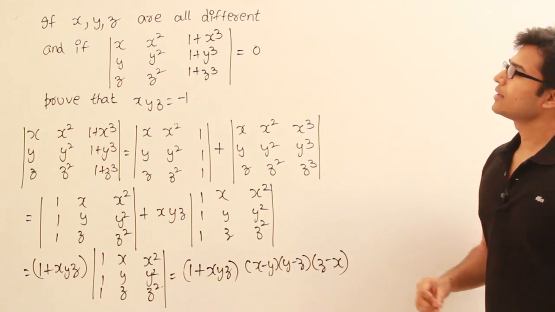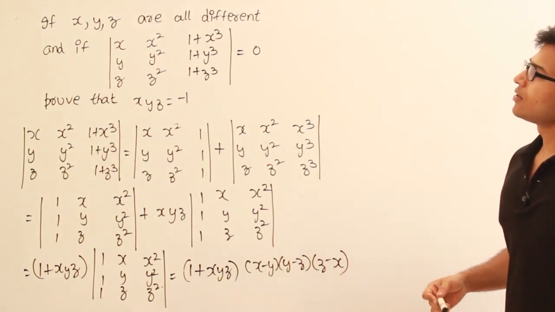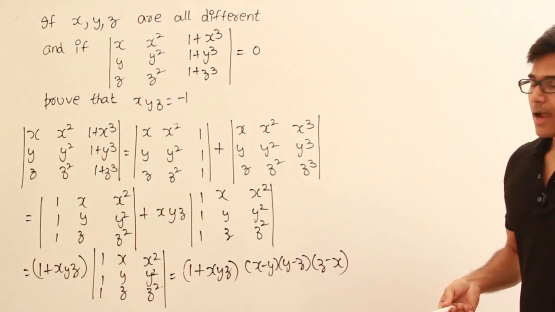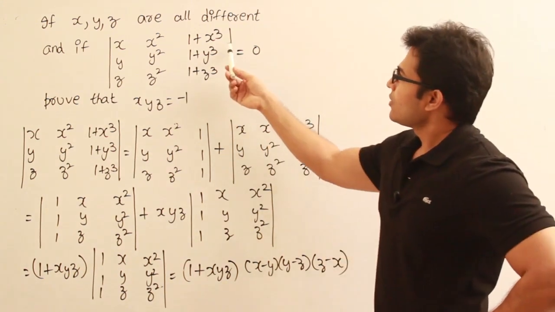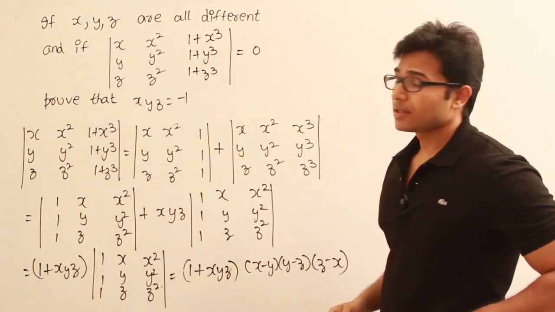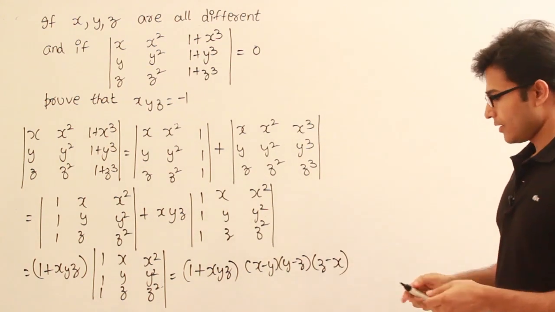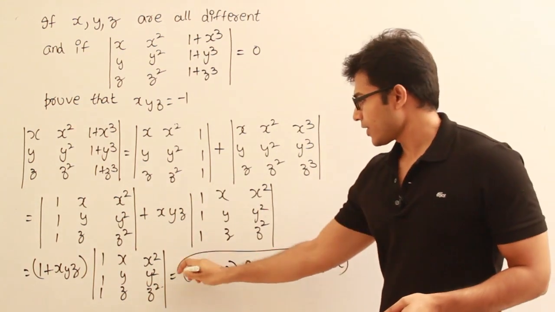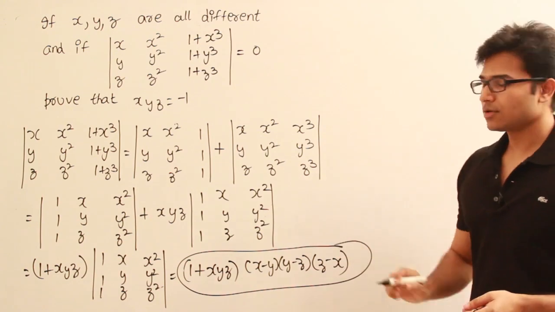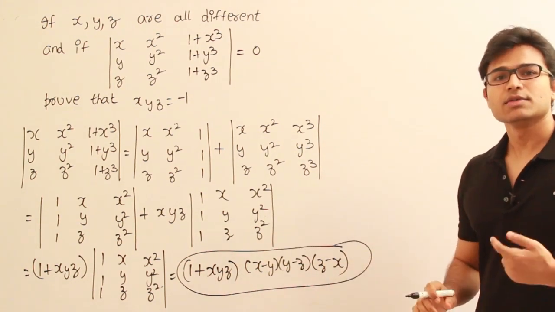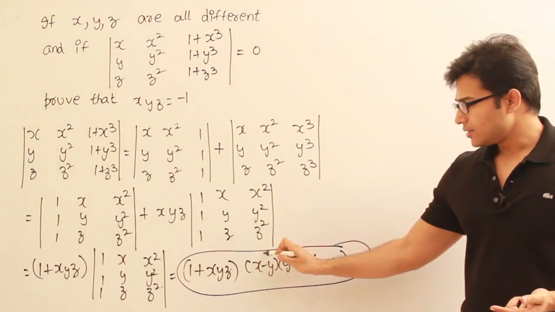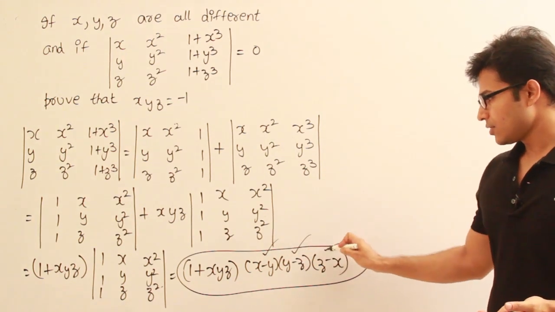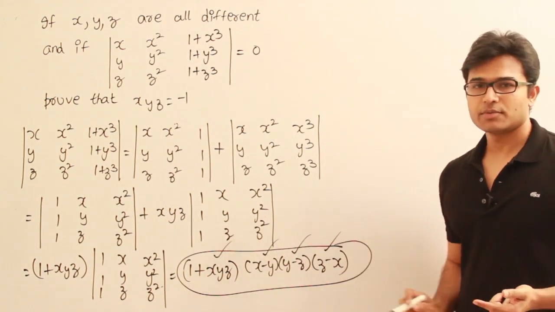So now they are saying that x, y and z are different, and they are also saying that the value of this particular determinant is 0. Then how is it possible? See, they are saying that the value of this entire expression is 0. If this entire expression has to be 0, then either this one has to be 0, or this one has to be 0, or this one has to be 0, or this one has to be 0.